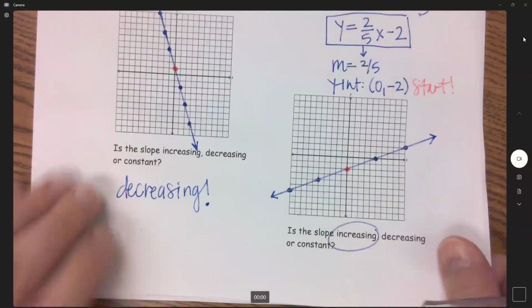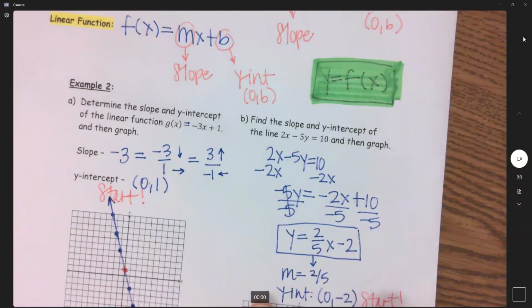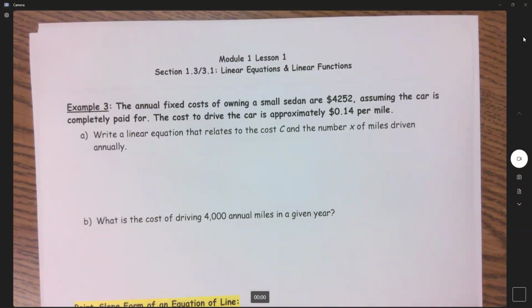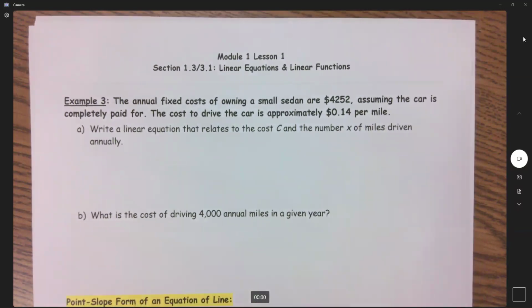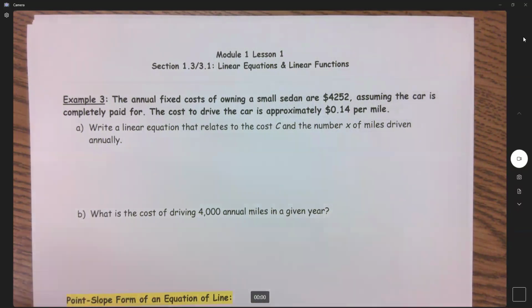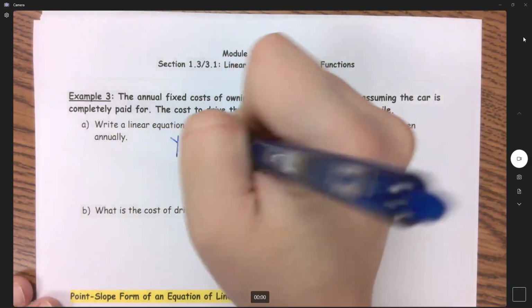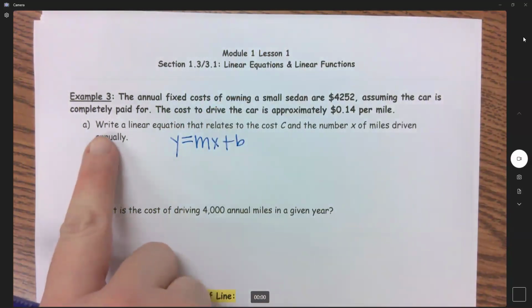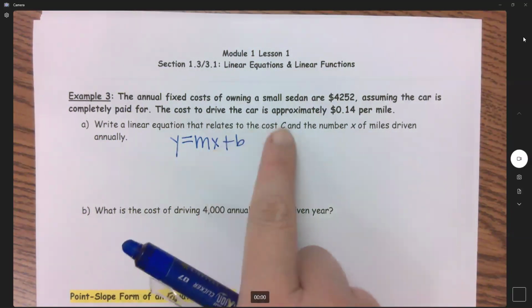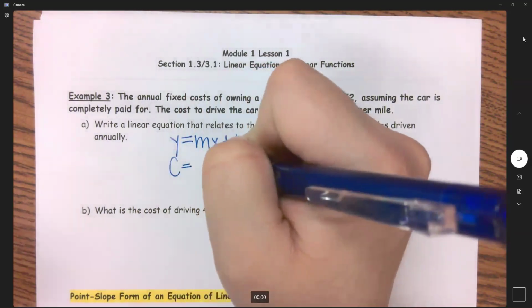Now let's do one application problem on the next page. Example 3. It says an annual fixed cost of owning a small sedan is $4,252 assuming the car is completely paid for. The cost to drive the car is approximately 14 cents per mile. We want to write a linear equation that relates the cost C and the number X of miles driven annually. Because it even tells me a linear equation, my linear equation is y equals mx plus b. For this specific one, I already have my X, so I need to change my Y to a C.